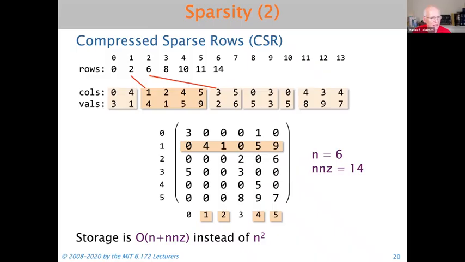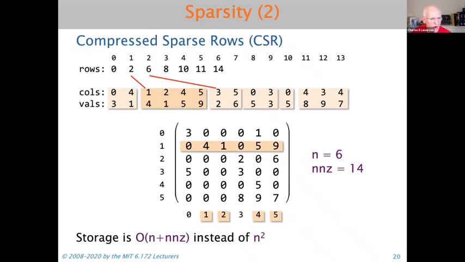And then the cols array says what column each of those values is in. So the value 3 is in column 0. The value 1 is in column 4. The value 4 is in column 1, etc. So that's what the cols array is.